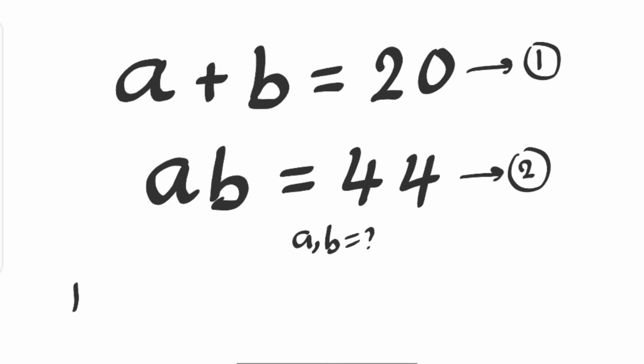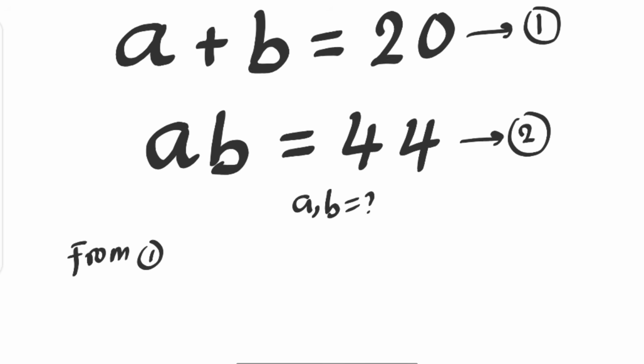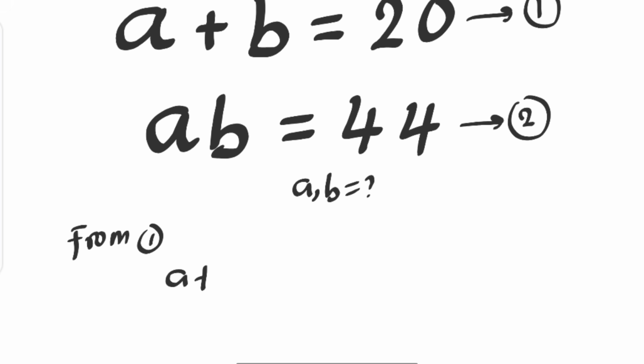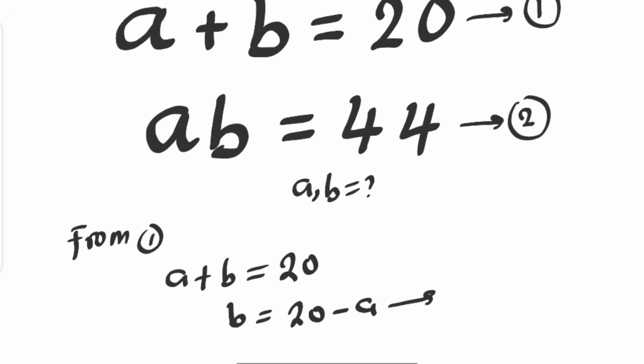From equation 1, we have A plus B is equal to 20. Let us make B the subject. B is equal to 20 minus A. Let us call this equation 3.